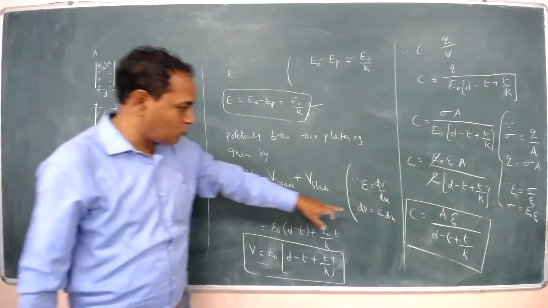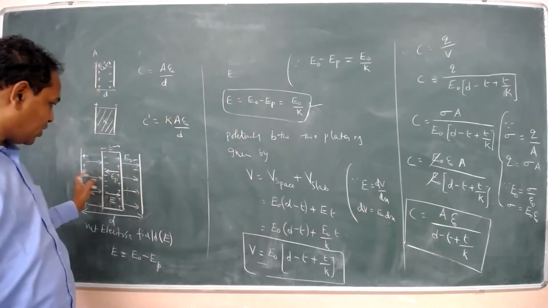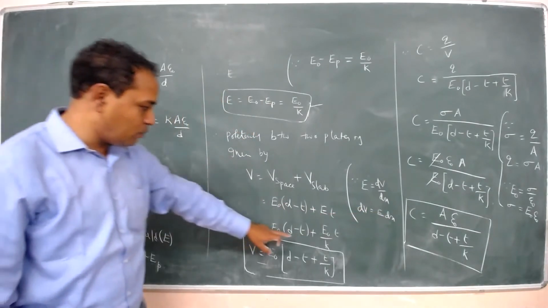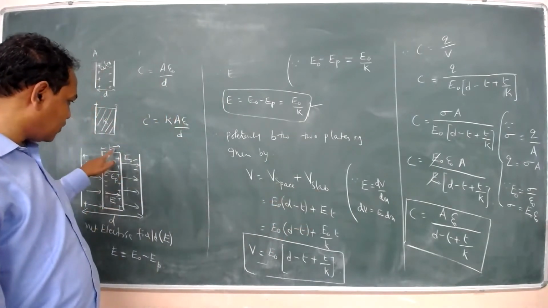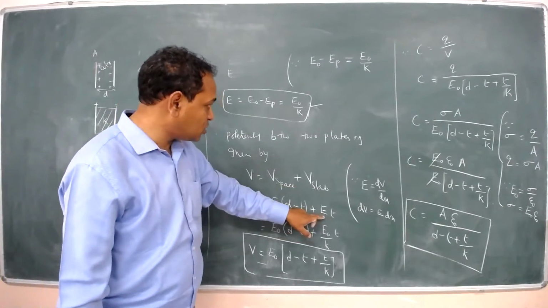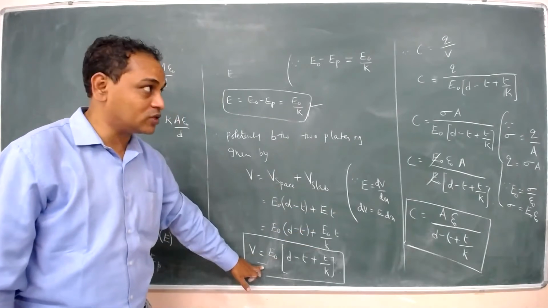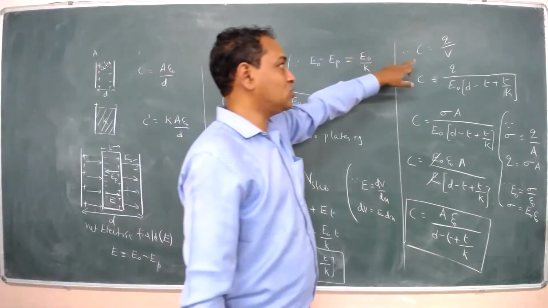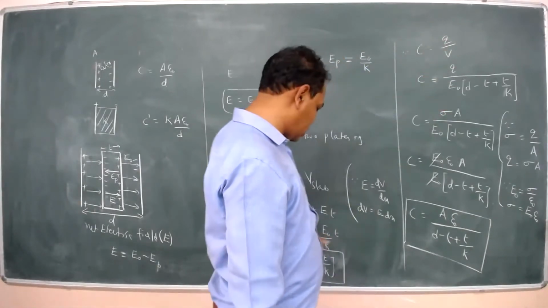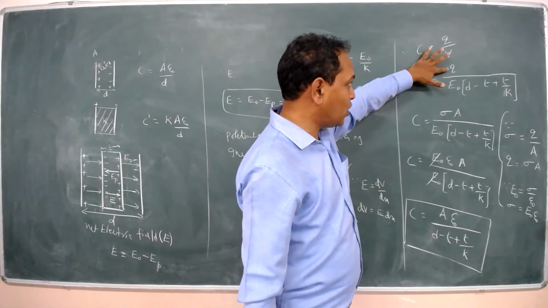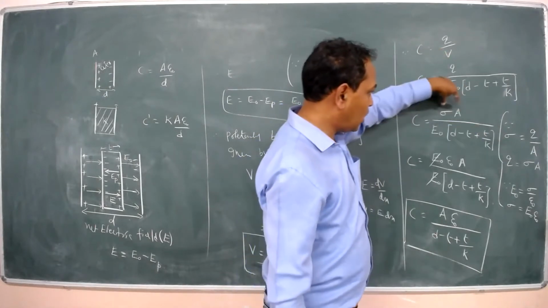So for this, the potential formula is E into dx. For the empty space, E naught into dx means E naught into D minus T. And for the slab of thickness T, the field is E, so E into T, where E is nothing but E naught by K. I have substituted, and from this we got the potential between the two plates. Therefore we know the general formula C is equal to Q by V. From that, I have substituted this value for V, and Q is nothing but sigma into area.